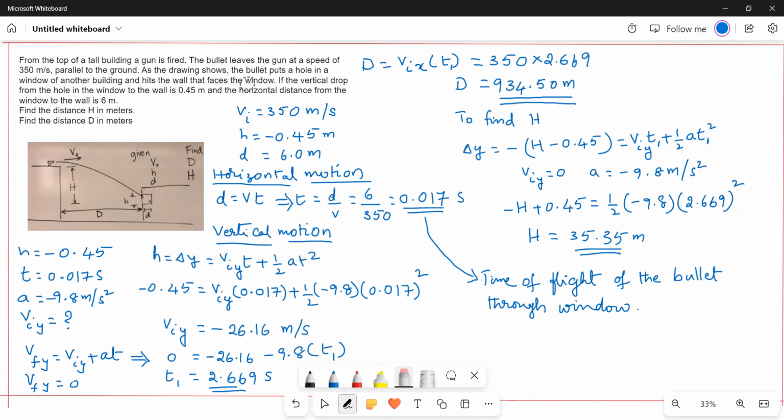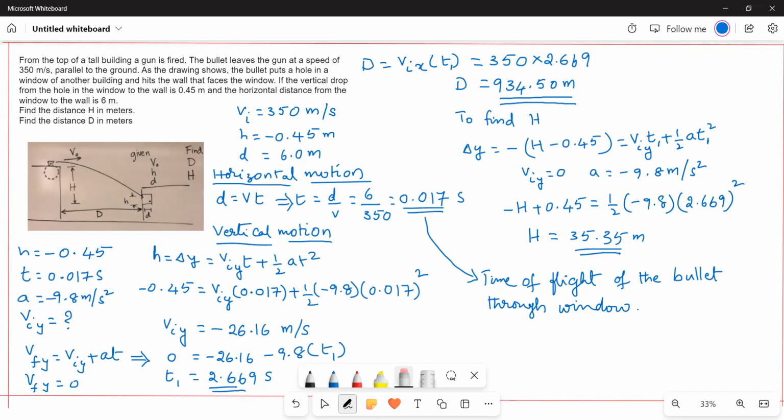As the drawing shows, the bullet puts a hole in a window of another building and hits the wall that faces the window. If the vertical drop from the hole in the window to the wall is 0.45 meters and the horizontal distance from the window to the wall is 6 meters, find the distance h in meters, find the distance d in meters. Okay, let us try to understand the problem.